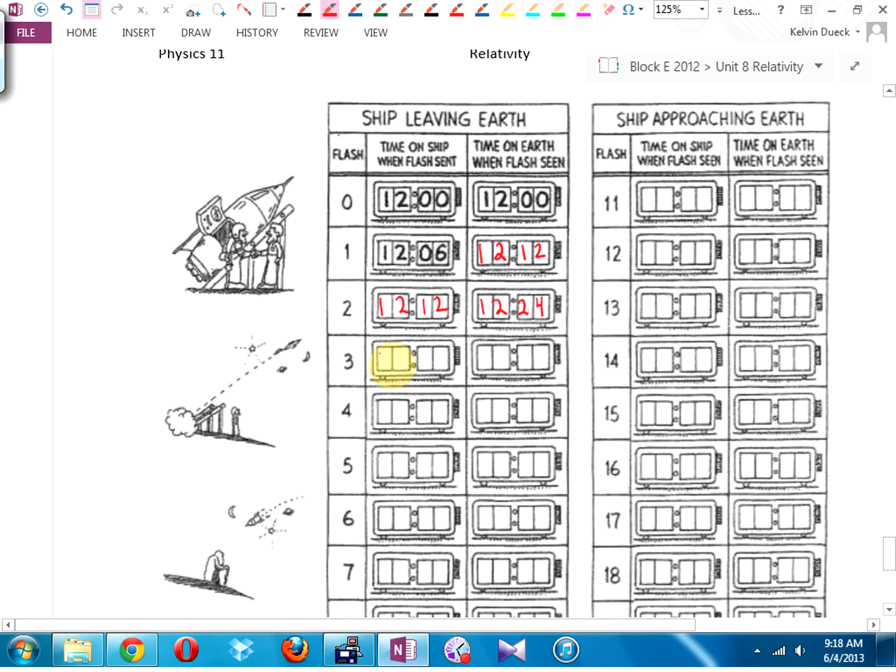The spaceship sends another flash 6 minutes later. So what's 6 minutes later than 12:12? 12:18. But they don't get to the Earth. It's every 12 minutes. What time will it look like on the Earth? 12:36. Let's keep going. On the spaceship, the next flash will be at what time?